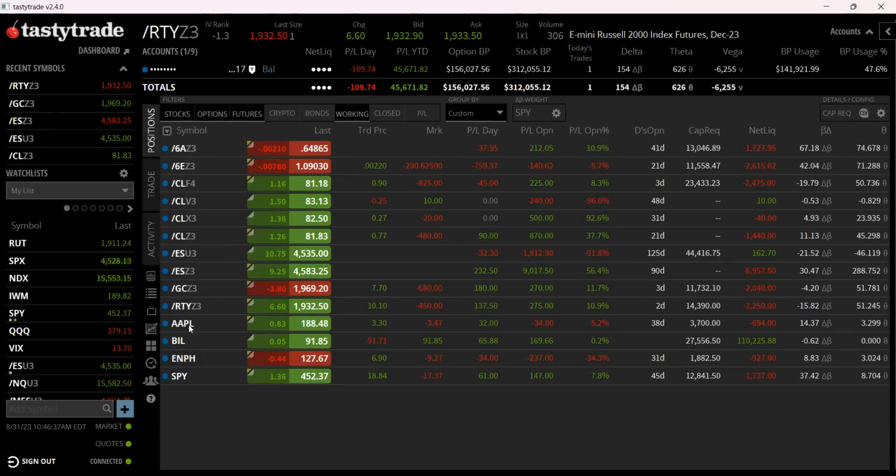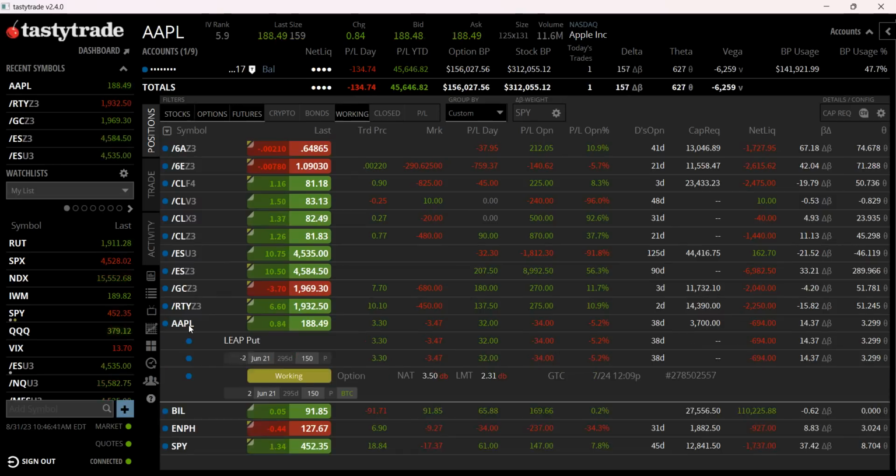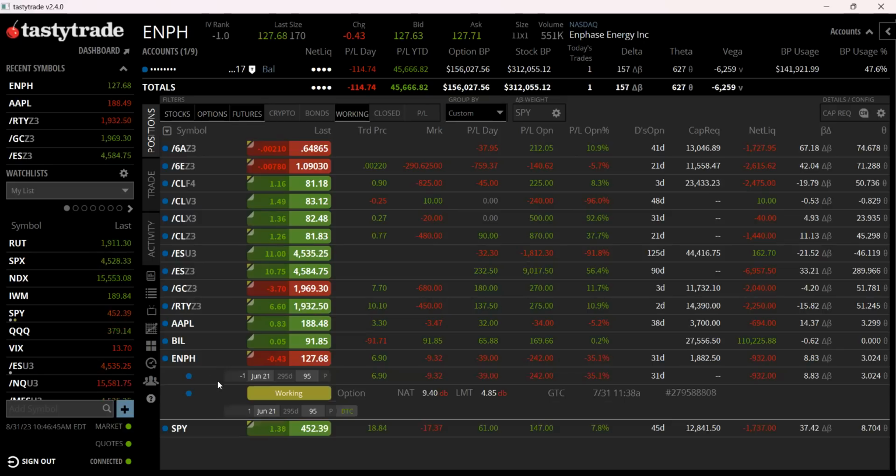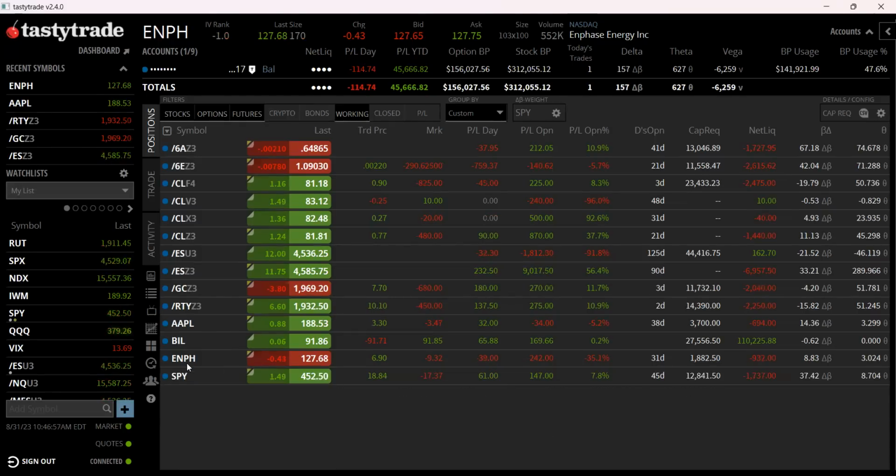We have an Apple Leap, which is down about 5%, 34 bucks on this. Nothing to do there. We have an Enphase Leap, which is down 200 bucks. Enphase has just been a struggle down in here. We're at 30 days. We're down a little bit. Not going to do anything to change that.